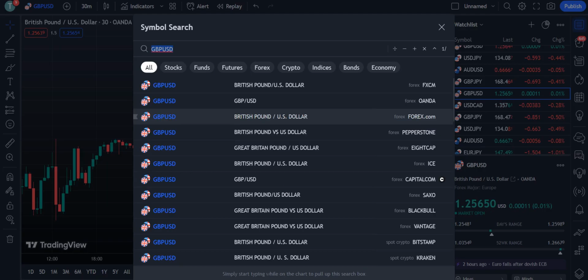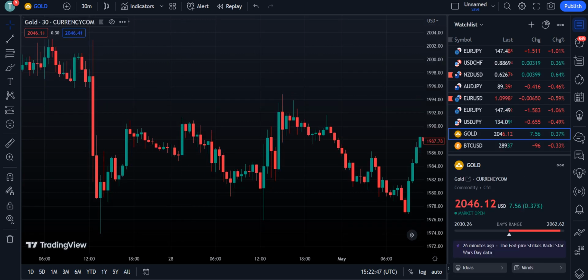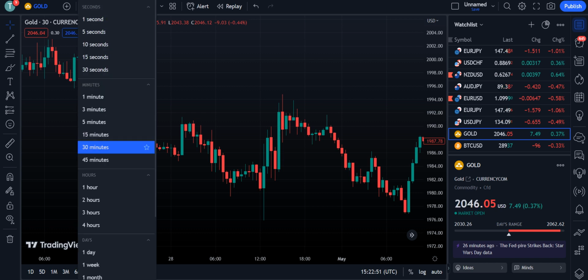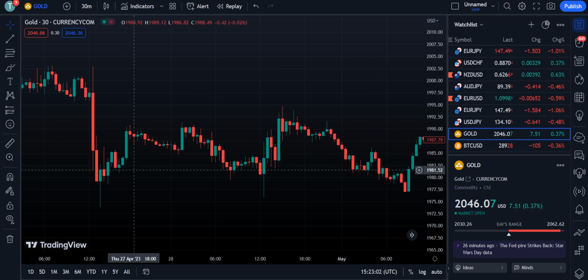Here I have to use the gold chart. From here I have to select gold. You can choose any other chart, it's up to you. And now I have chosen the 30 minutes time frame. It's up to you, you can choose from 1 minute to 30 minutes. So let's suppose I have taken the 30 minutes time frame, so I will be using it in my strategy as the best IQ Option strategy of 2023.